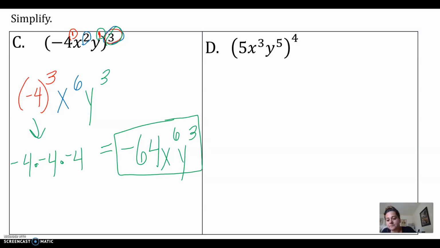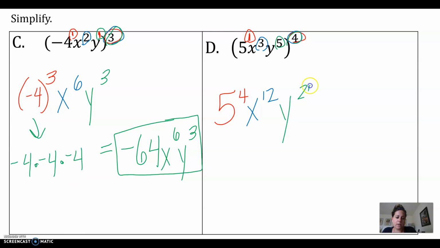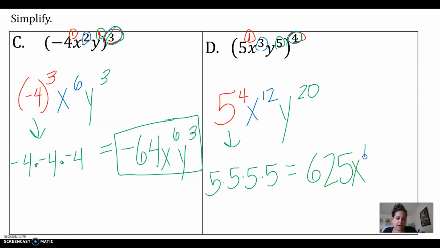Next one. Put your missing 1 right there. So we have a base of 5. So we got 5 times 4, which is 4. Then we're going to have the 3 times the 4, 12. Then you're going to have the 5 times the 4, which is 20. Again, not fully simplified. You need to break down 5 times 5 times 5 times 5, which is 625x to the 12th and y to the 20th.